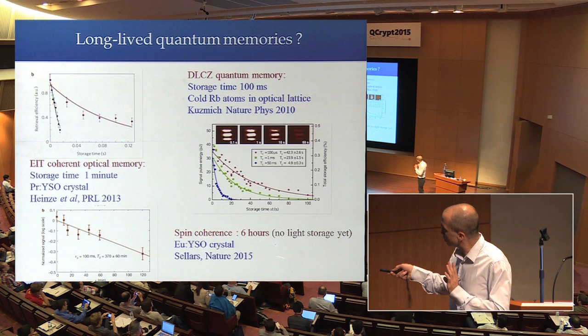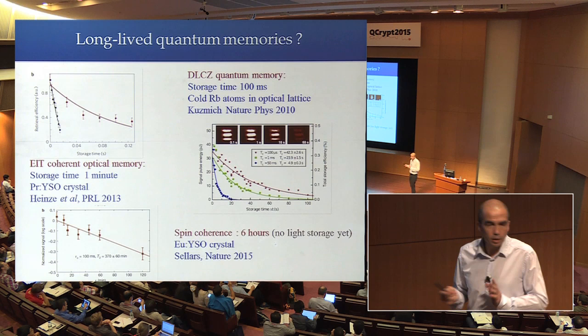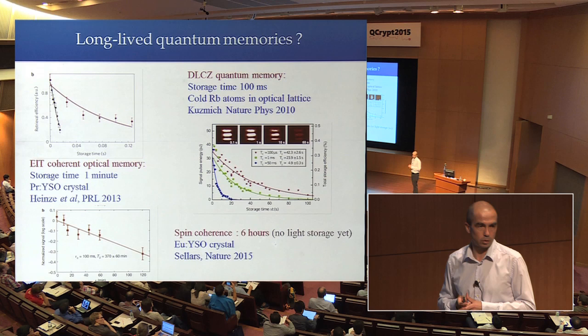There is no light storage yet, not even classical. But in principle, they could do. But they just demonstrated the spin coherence. So it's not completely crazy, let's say, to think that there could be one day a quantum memory that can store quantum information for a few hours. So this, let's say, gives some hope on this point.